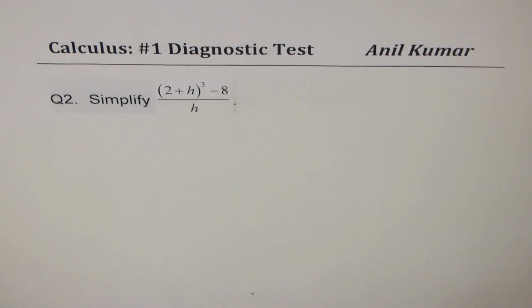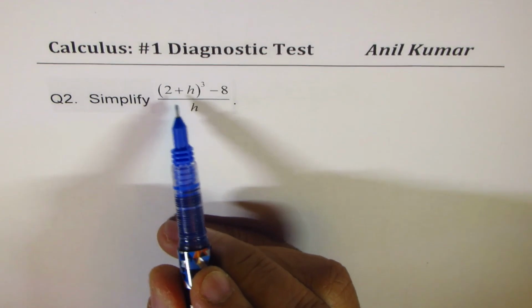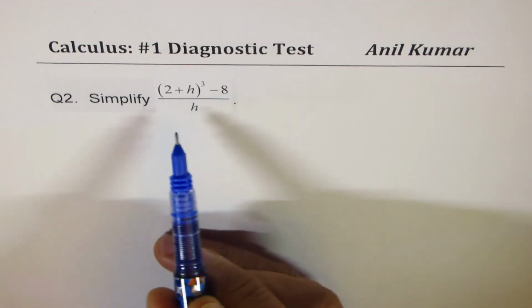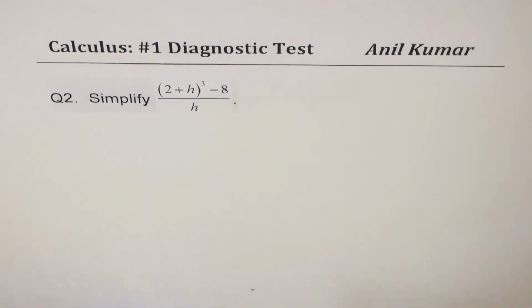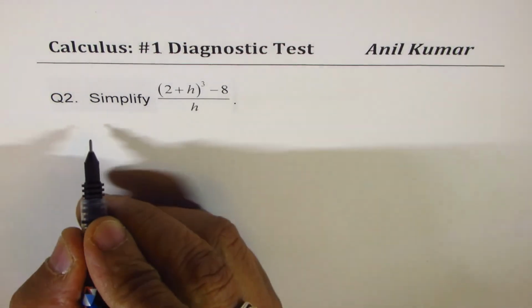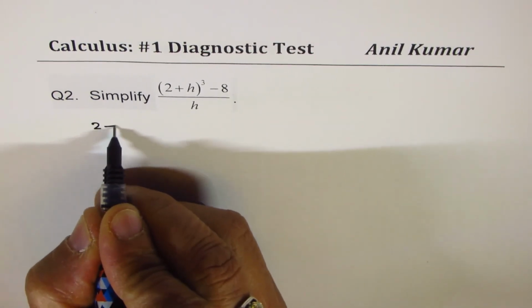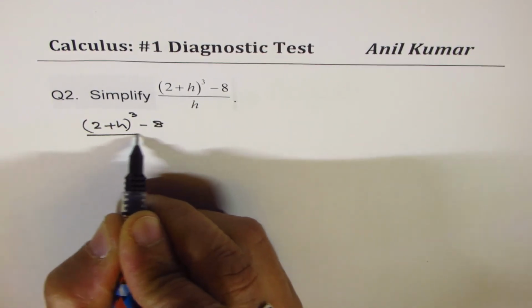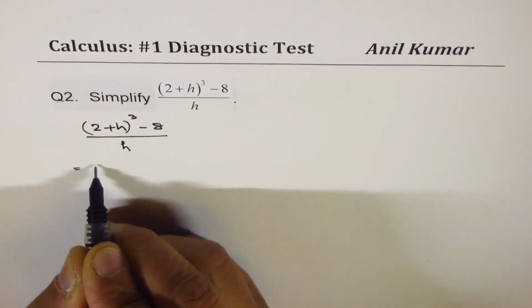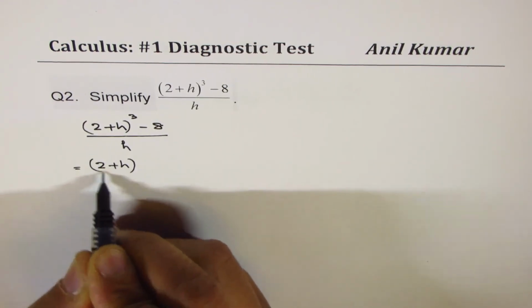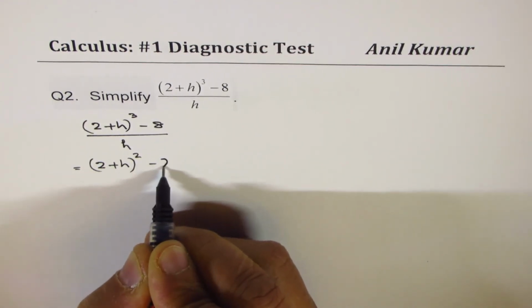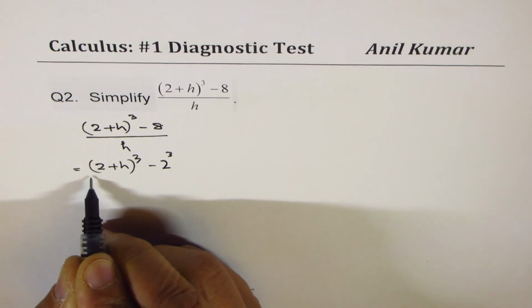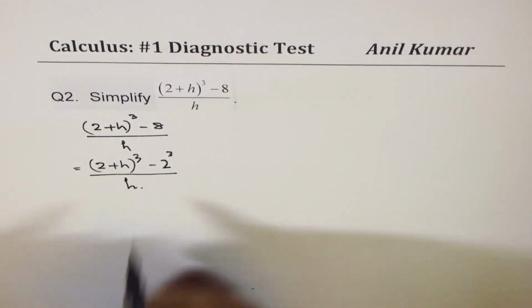Now let's do question number 2. It is to simplify (2 plus h) whole cube minus 8 over h. You can always pause the video, answer the question, and then look into my suggestions. Now let me rewrite this particular expression. We are given (2 plus h) whole cube minus 8 over h, right? Now I could write this as (2 plus h) whole cube minus 2 cube over h.